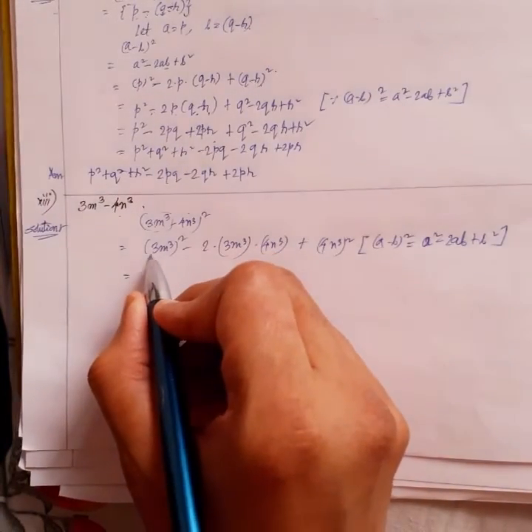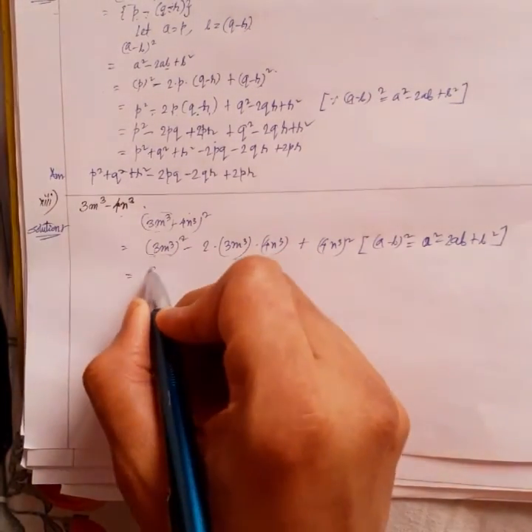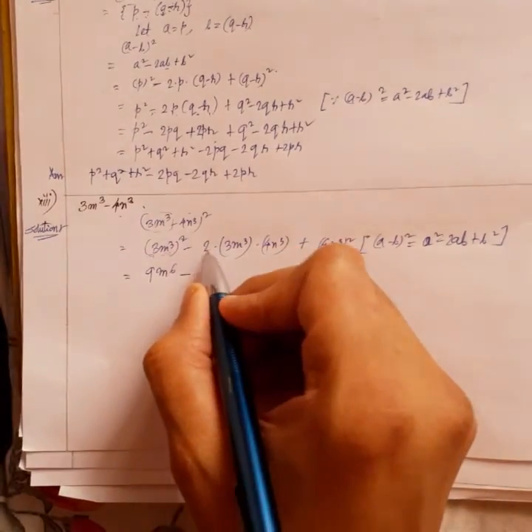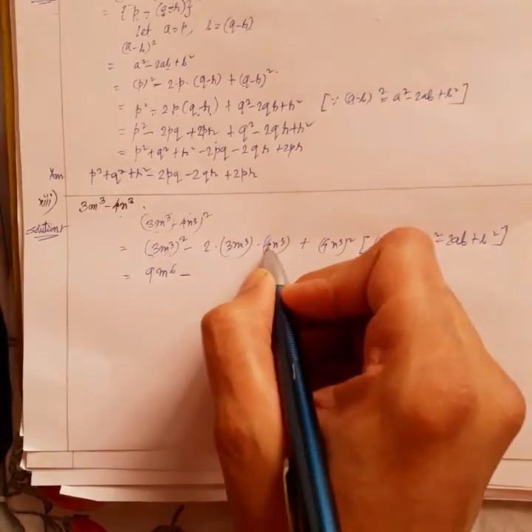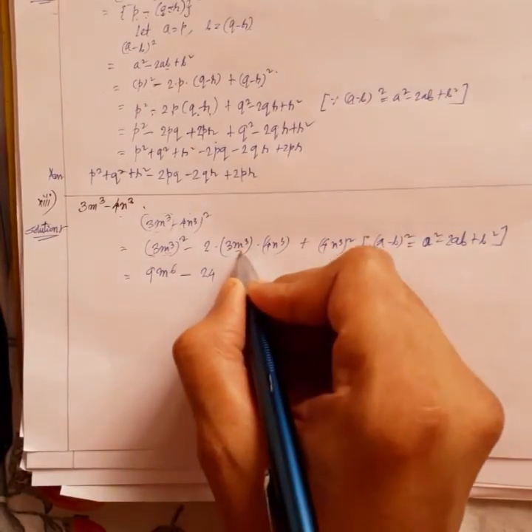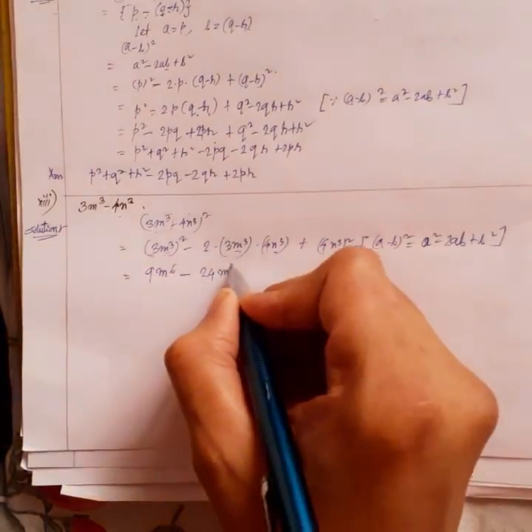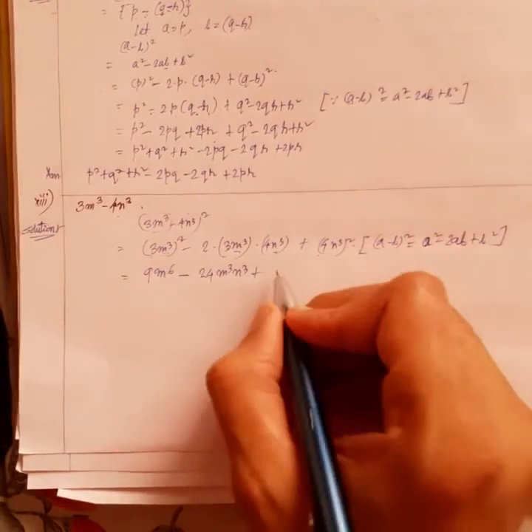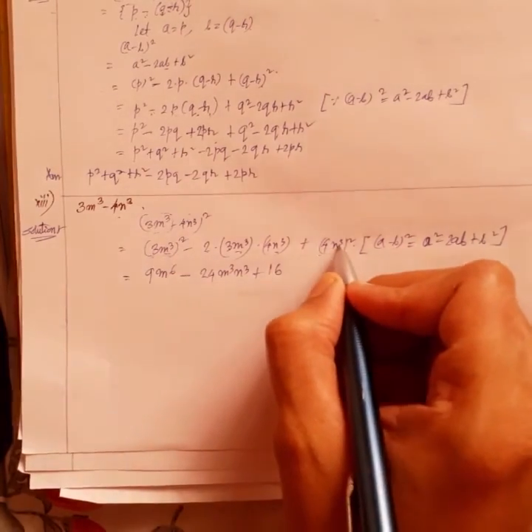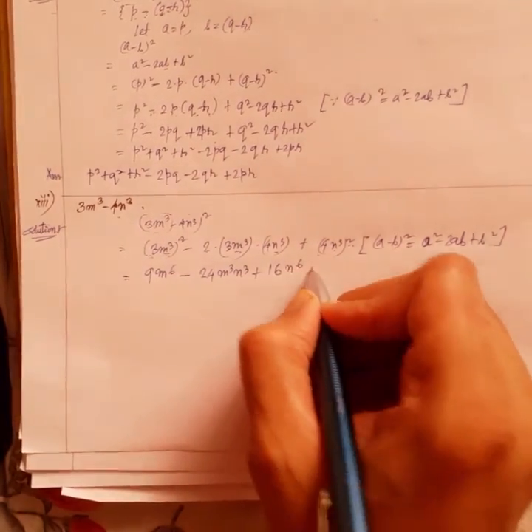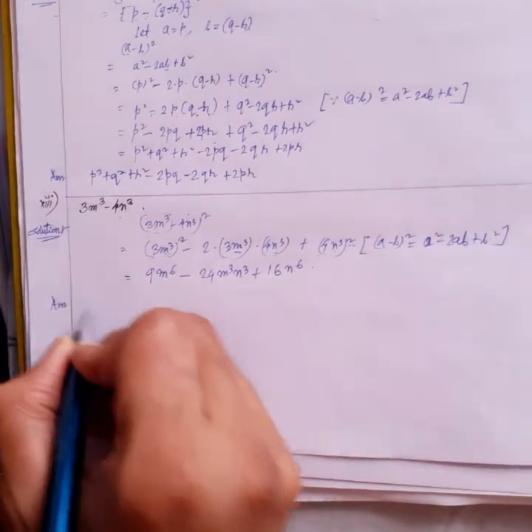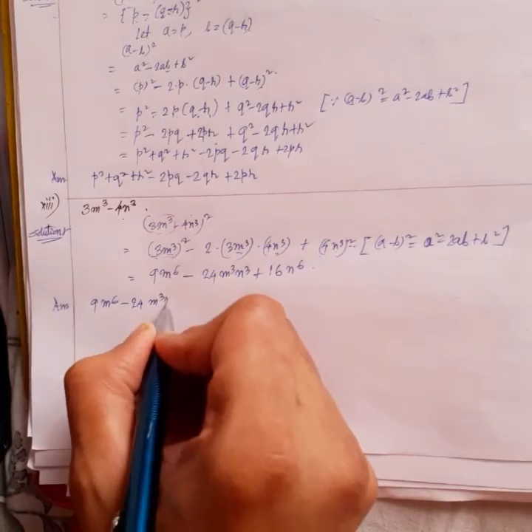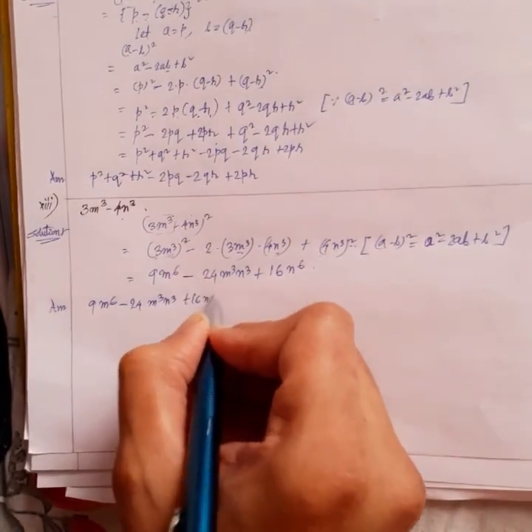Now for this one, you can see 3 square gives you 9, m cube square gives you m to the power 6, minus 2 into 3 gives you 6, 6 into 4 gives you 24, m cube into n cube gives you m cube n cube, and from here we are getting 4 square, 16, and n cube whole square gives you n to the power 6. Therefore the answer is 9m to the power 6 minus 24m cube n cube plus 16n to the power 6.